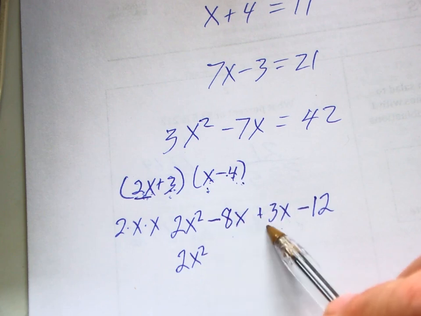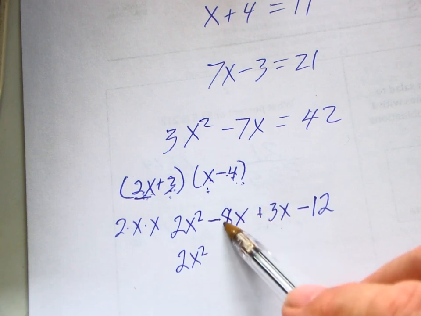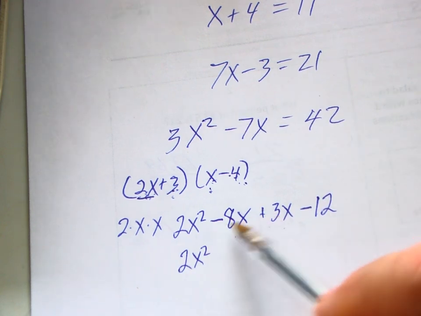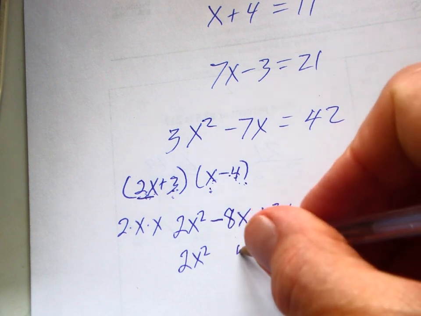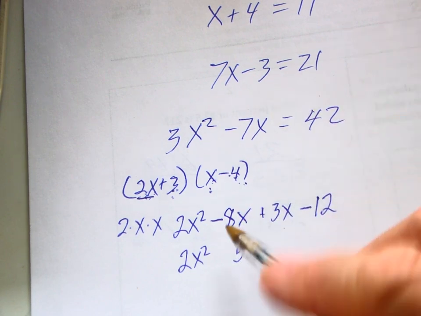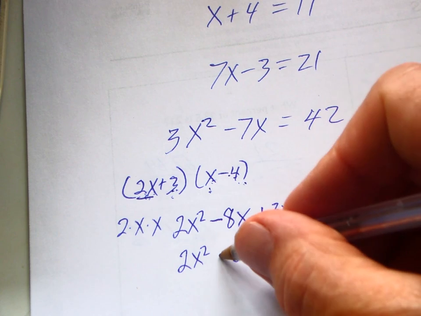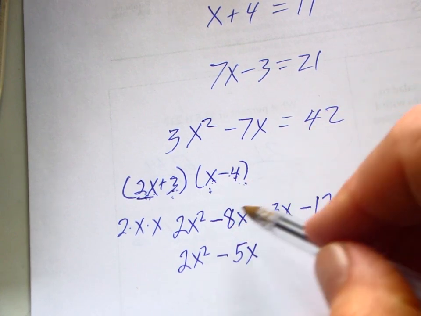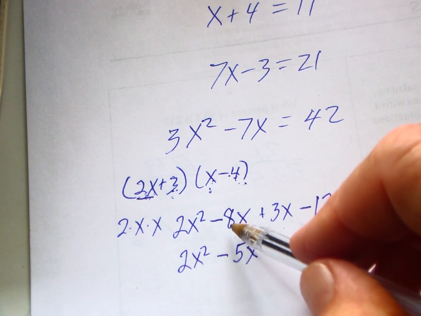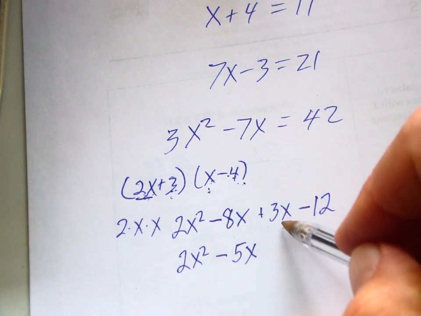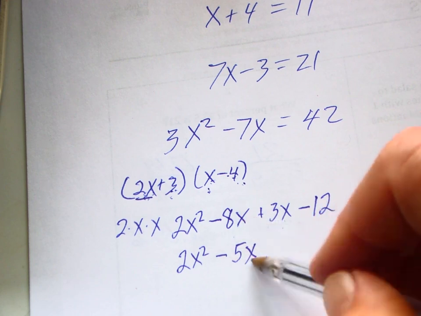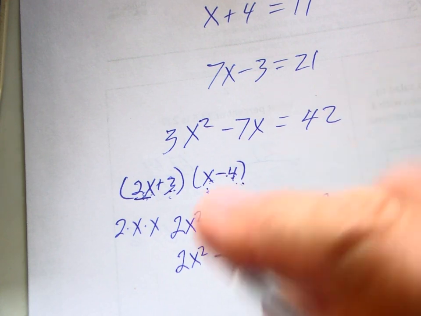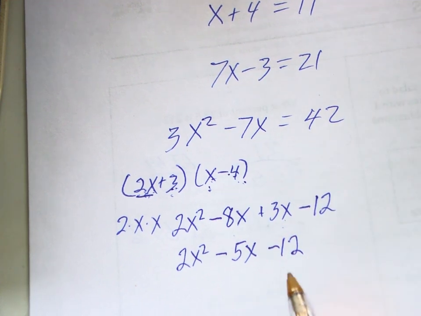When you add them, you end up subtracting the numbers because one wants to go that way and the 3 wants to go this way. So you subtract 3 from 8 is 5. And the sign is the bigger one. 8's bigger, so it's going to be minus 5x. This is really 3x minus 8x. It's the opposite of 8x minus 3x, which would be 5x. It's 3x minus 8x, minus 5x. And the 12 just stays, minus 12. And there's our answer. 2x squared minus 5x minus 12.